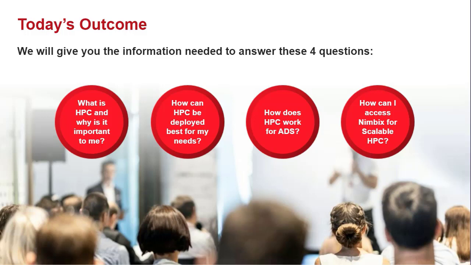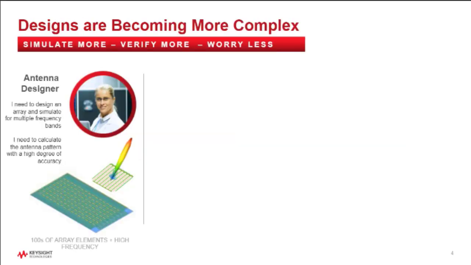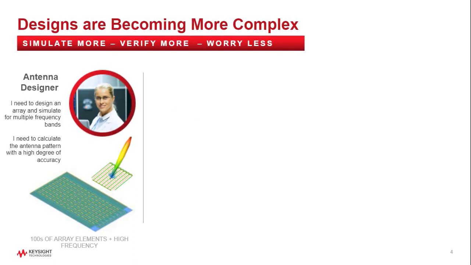So we've got a very busy agenda for you, split across 4 different speakers. I'm going to take us through the very first session. So let's get started with why do we need high-performance computing? Well, because designs are becoming more complex. And I'm going to show you 3 individual types of designers and their specific problems, and talk about how their electromagnetic simulation is becoming more time-consuming.